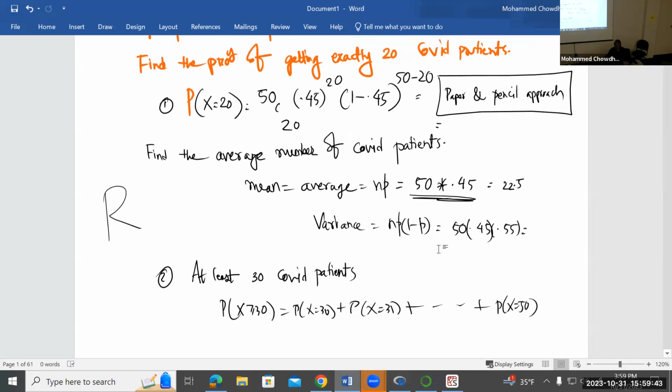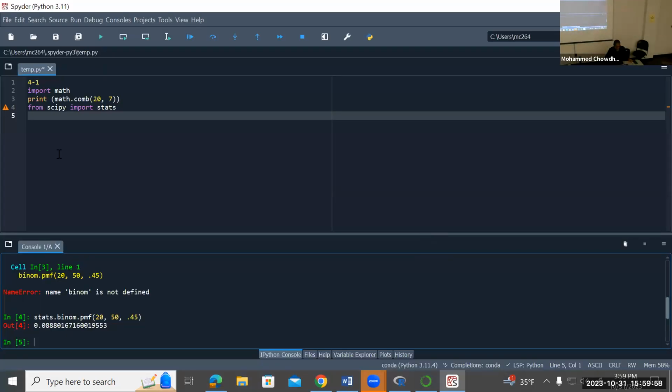How many probabilities do I have to compute? 21, right? At least 30 COVID patients. How many probabilities do I have to compute? 21 probabilities. Is there any code to compute that probability as well? Are you understanding?